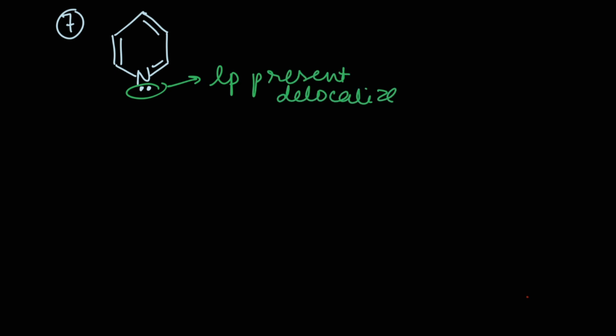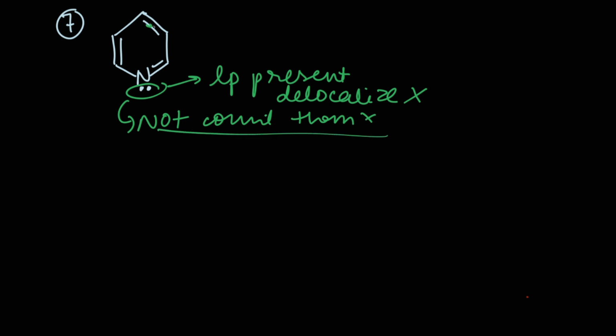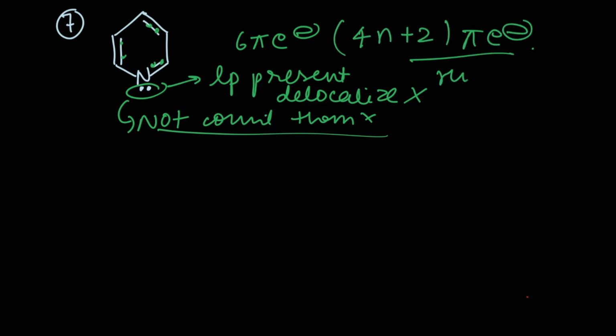Okay, so now let's talk about this question. So here also a lone pair is present, but it will not delocalize, and so we will not count it. Okay, so there are a total of 6 pi electrons, following the 4n plus 2 pi electron Huckel's rule.